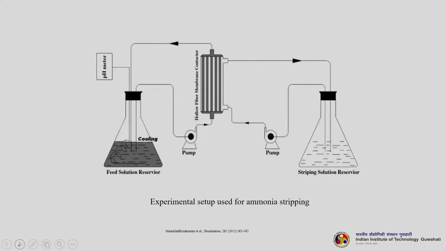So, it is a very simple schematic of this separation actually for ammonia stripping. So, here you can see the feed reservoir. There is cooling provided because it is an exothermic reaction. So, you pump it to a hollow fiber membrane system, okay, HFMC. Then the stripping, so this is the stripping solution, whatever is coming out after passing through it is mostly retentate. So, again it is recycled to the feed tank.